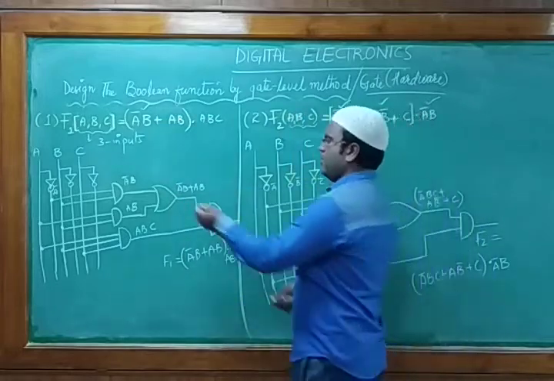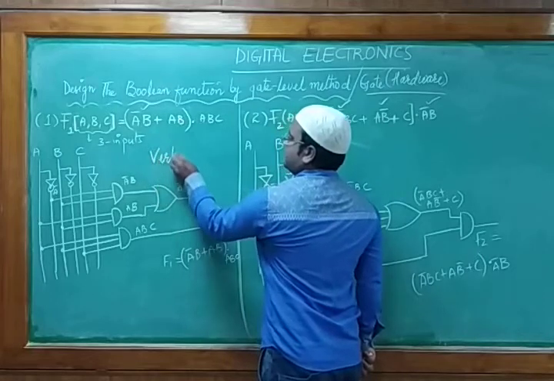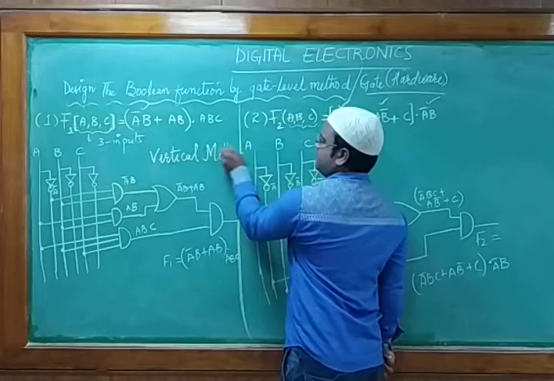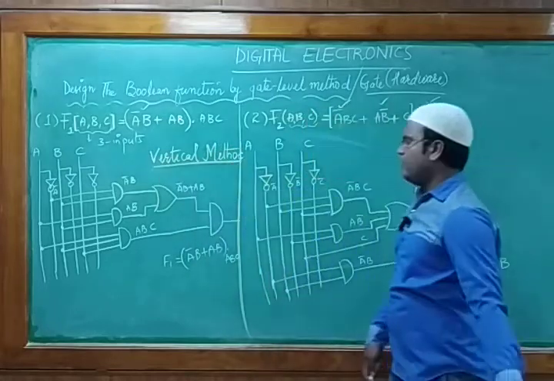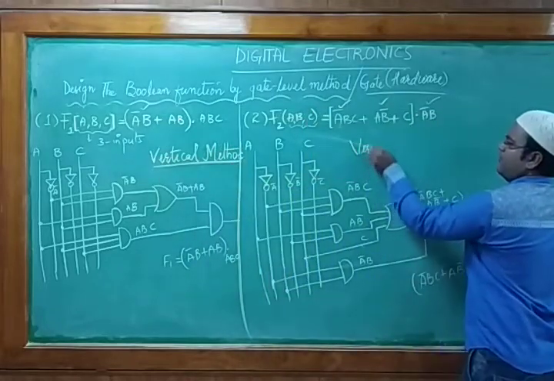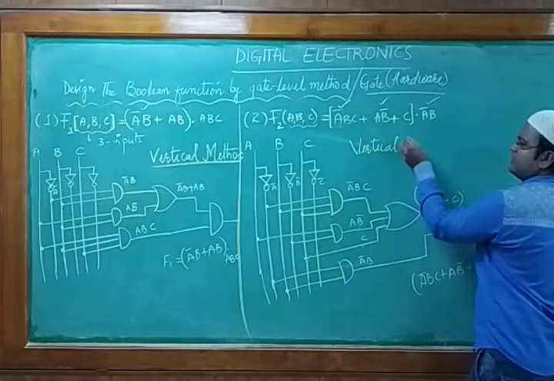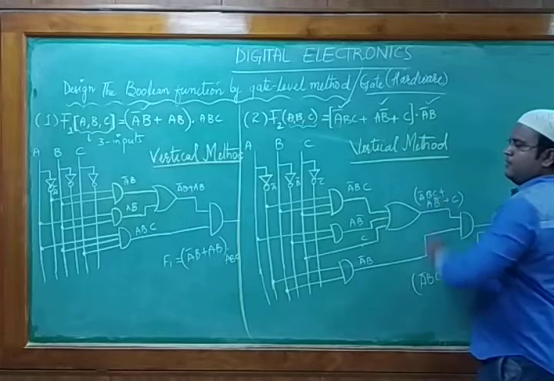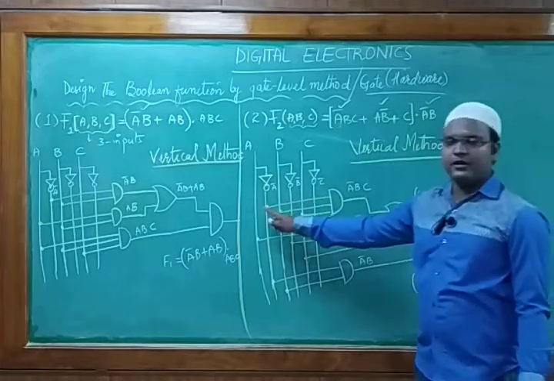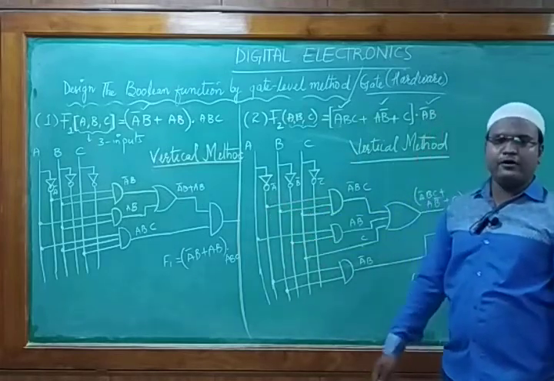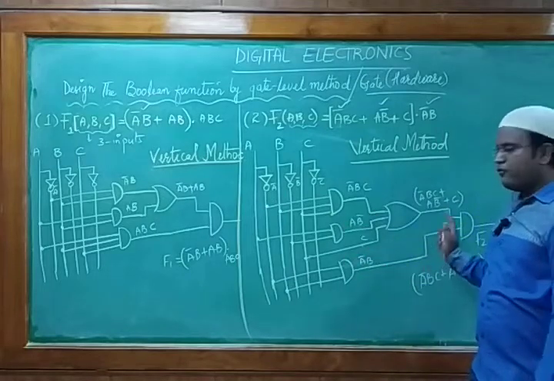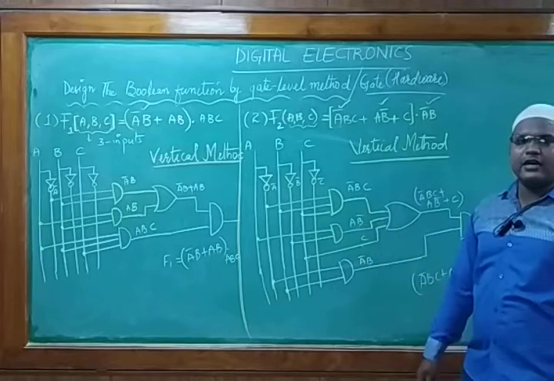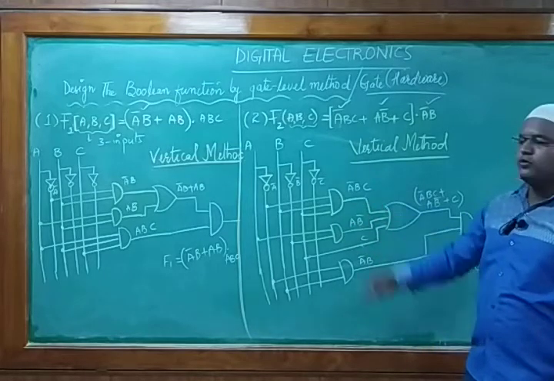This is the complete approach we are proceeding with. This is nothing but the vertical method or vertical approach of designing. This is also a vertical way. This is also a vertical way. We have designed our Boolean function. For this expression also, as per the question, we require only 2 NOT gates, 4 AND gates and 1 OR gate. So this is the way we can design our function for these 2 Boolean values.